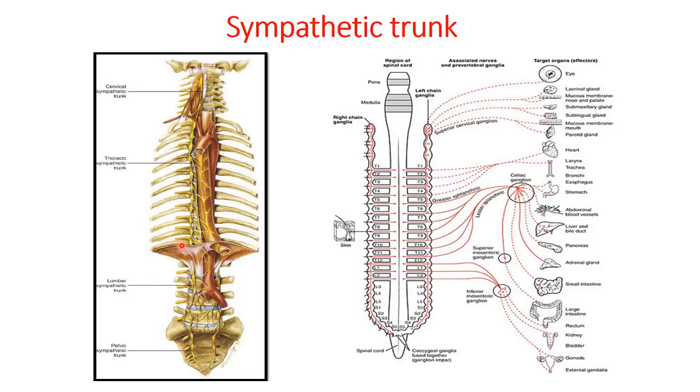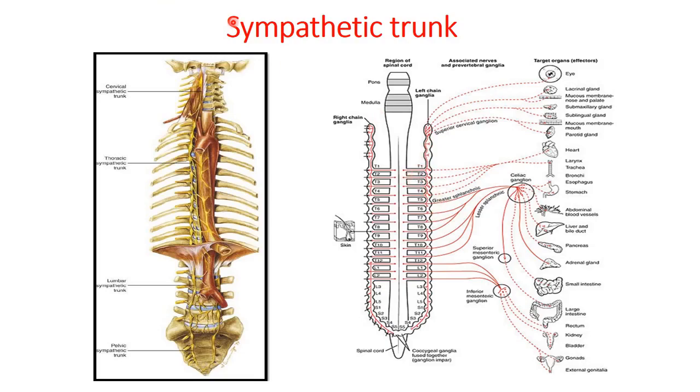So the sympathetic trunk extends vertically on both sides of the vertebral column from the base of the skull down to the coccyx. It consists of enlarged structures called ganglia, and these are connected by nerve fibers which form the sympathetic trunk. The sympathetic trunk basically contains the preganglionic fibers and the postganglionic fibers.